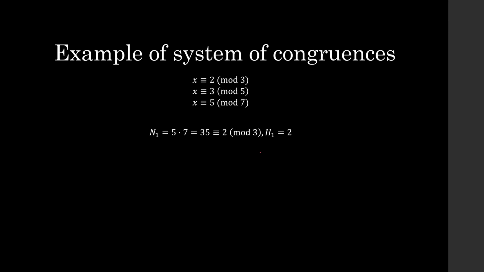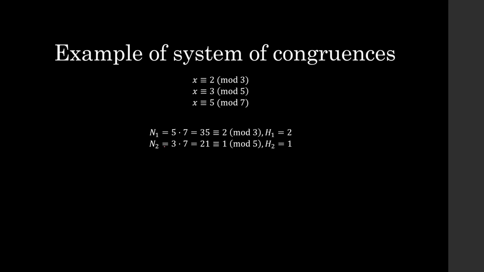Well, let's note that n1 is going to be 5 times 7, so I remove 3 and I only consider these two. Okay? And so that's 35, and that's congruent to 2 mod 3. So how do we find the multiplicative inverse? Well, for this one it's pretty easy. We'll just know that 2 times 2 is 4, and that 4 is congruent to 1 mod 3. Otherwise, you could use the Euclidean algorithm to find the inverse, like I've mentioned before. In this case, it's pretty easy.